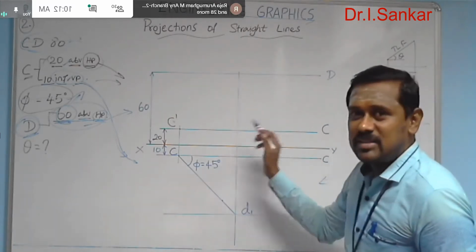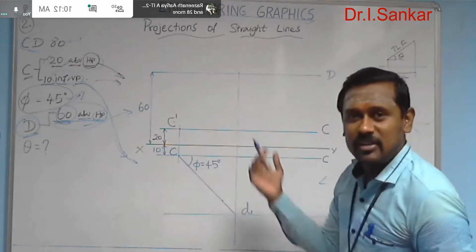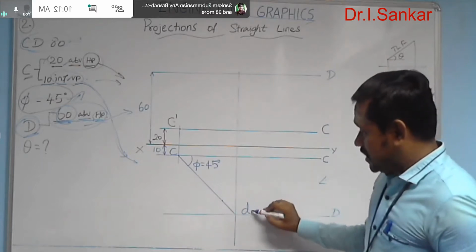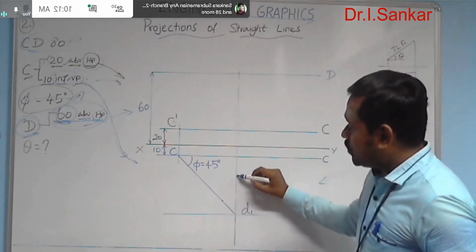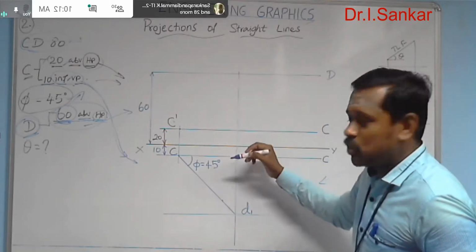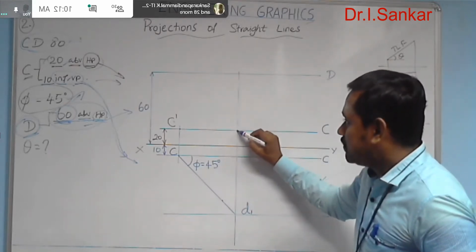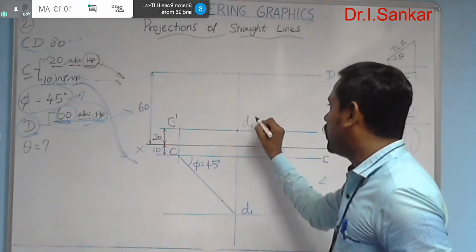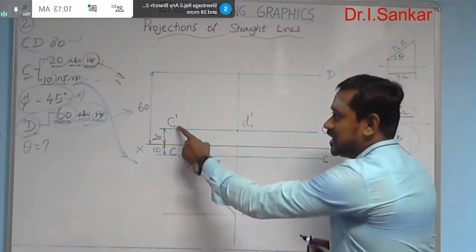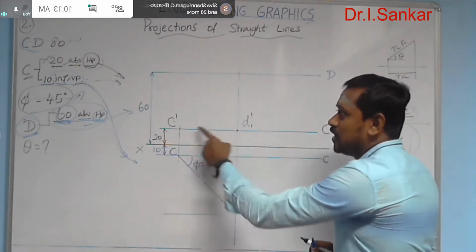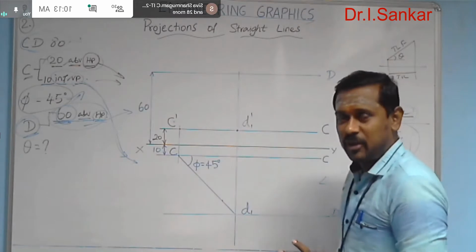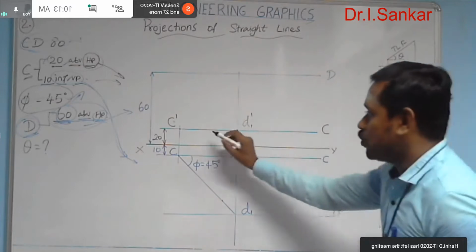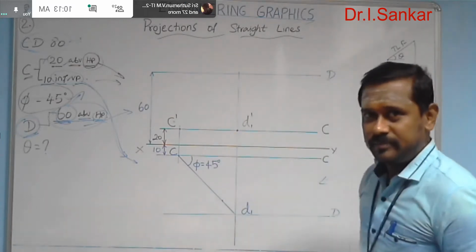Finding D1 dash is nothing but you are obtaining the front view length line in the front view area. So D1 is here. D1 dash should be marked in the projector of D1. And where to mark? In this point. That point is nothing but D1 dash. So the C dash D1 dash is nothing but your front view length line, the pair of the true length in top view. Keep this in mind.